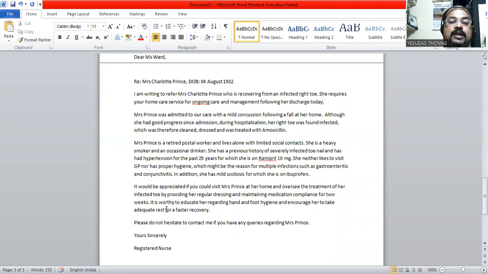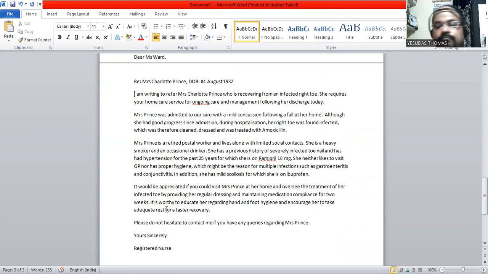Now, Miss Prince was admitted to our care with mild concussion following a fall at her home. That was the reason for her admission. Although she had good progress since admission, during hospitalization, her right toe was found infected, which was therefore cleaned, dressed, and was treated with amoxicillin.